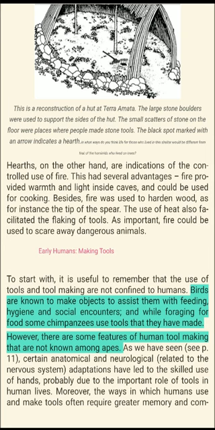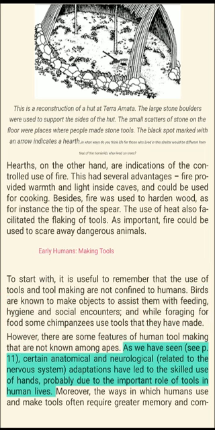Early humans, making tools. To start with, it is useful to remember that the use of tools and tool making are not confined to humans. Birds are known to make objects to assist them with feeding, hygiene and social encounters, and while foraging for food some chimpanzees use tools that they have made. However, there are some features of human tool making that are not known among apes.